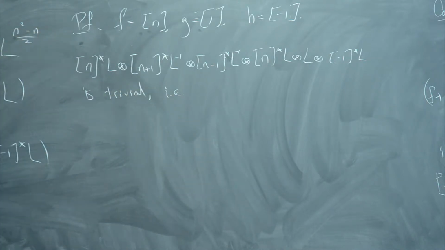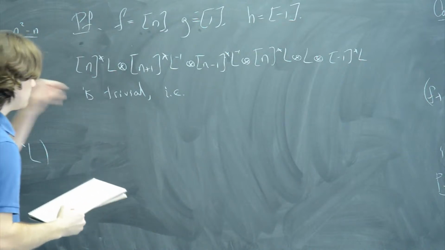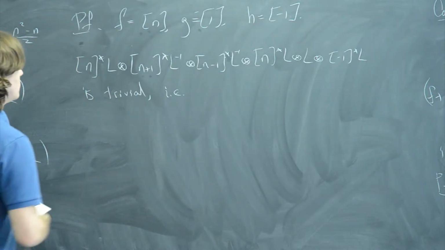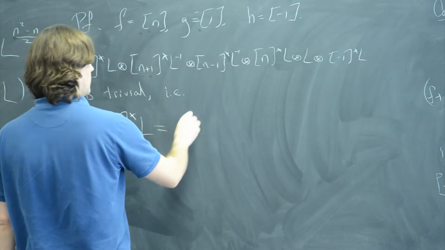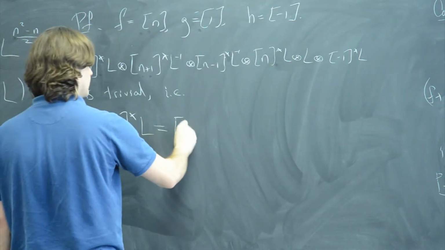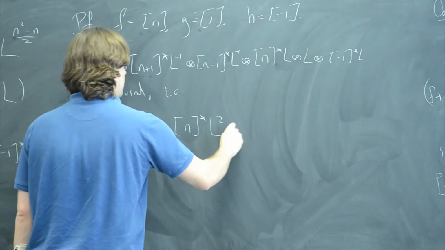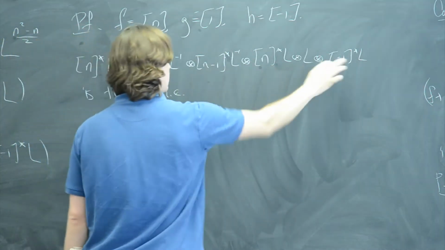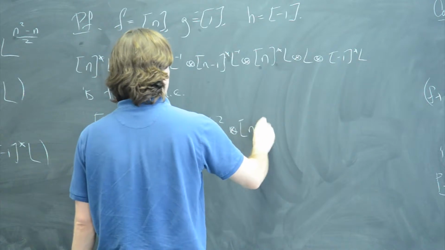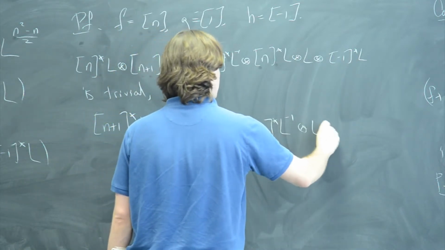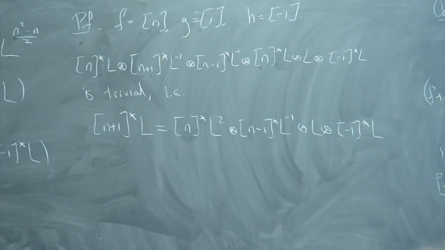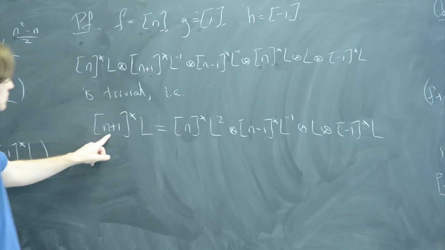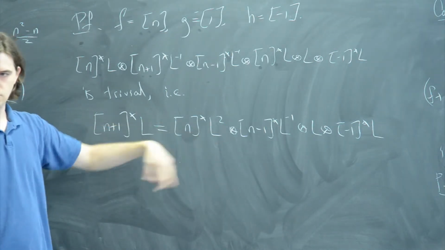And I'm going to write that in a nicer way. So I'm going to move the n plus 1 to the other side. So n plus 1 star L is equal to what's left. And notice that there's two n star L's, so I'm going to turn that into n star L squared. So I have all of these, and then just these three left. So tensor n minus 1 star L inverse, tensor L, tensor -1 star. And so this lets you compute n plus 1 star L in terms of these other guys. And so you can just proceed by induction.